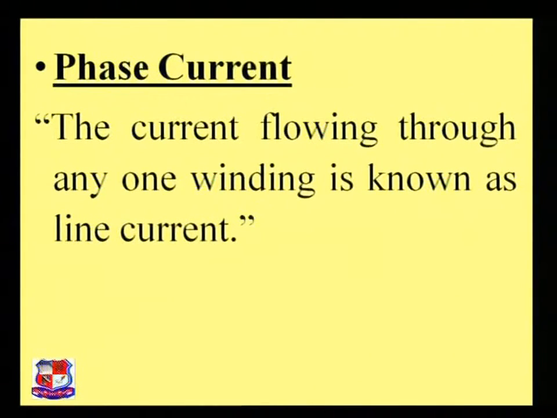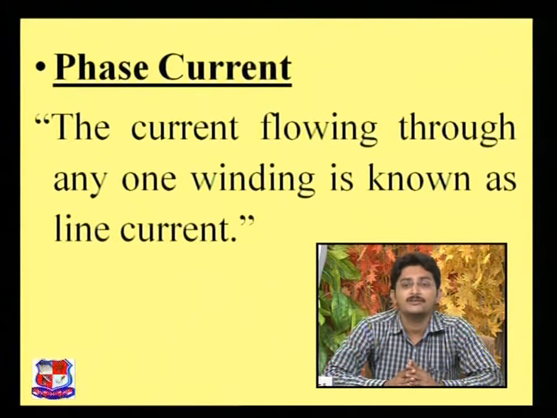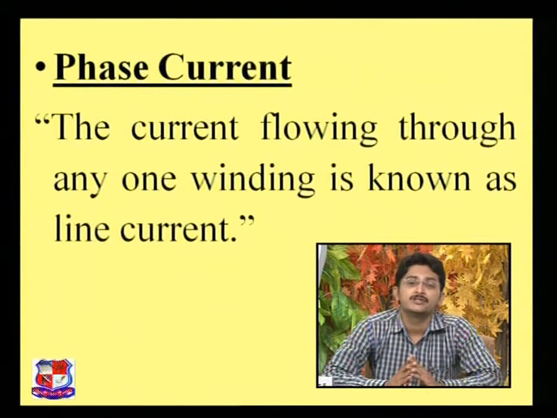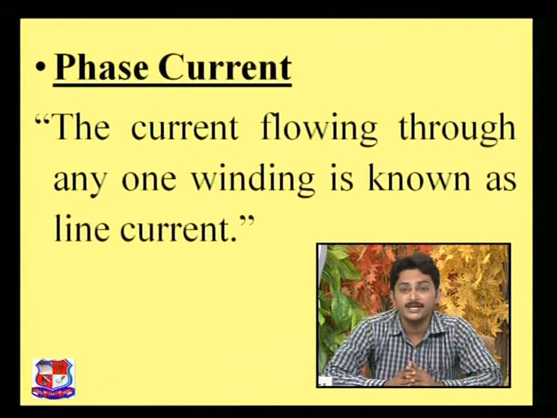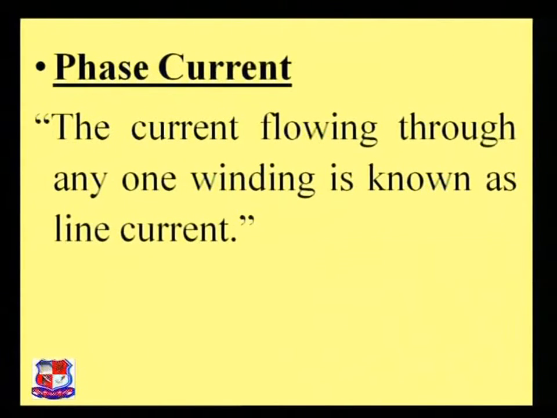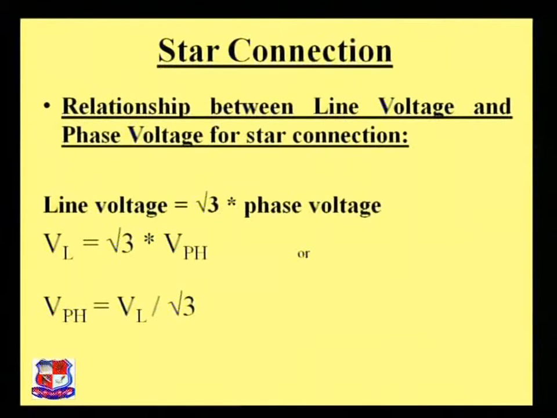But friends, keep in mind the types of connection, whether it is a star connection or a delta connection, because the relationships between the line current, line voltage, phase current and phase voltage differ in star connection and in delta connection. Many times students get confused about the difference between the star connection and the delta connection. So you have to keep this in mind.